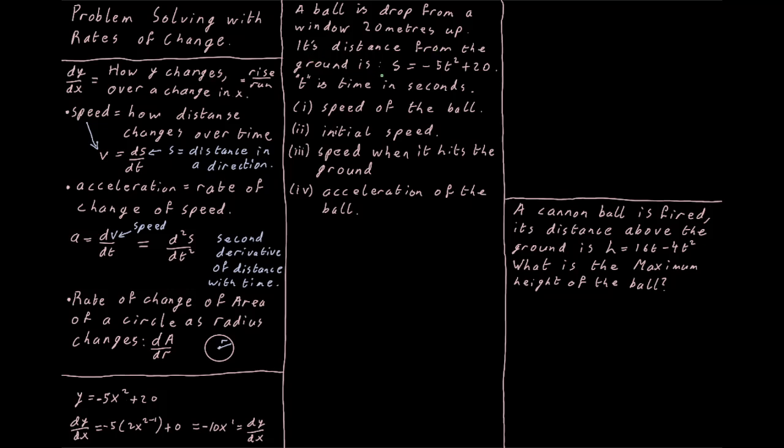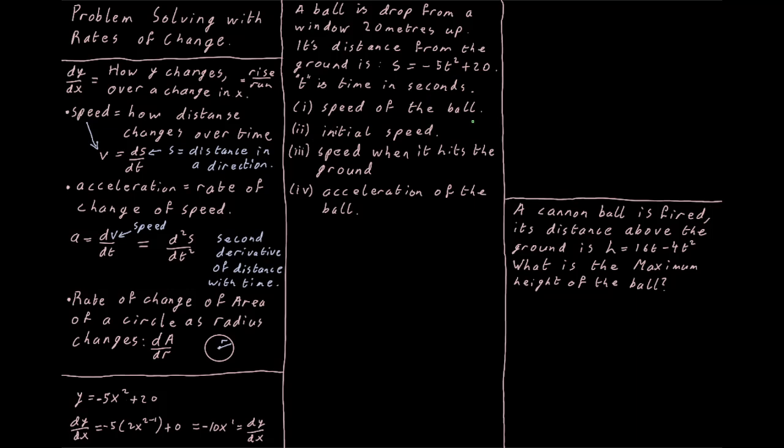Its distance from the ground is given as s. S is our letter for distance. It is minus 5t squared plus 20. I've deliberately given exactly the same equation as I did for the y and the x formula here. It's just that s is our distance above the ground and t is our time in seconds.